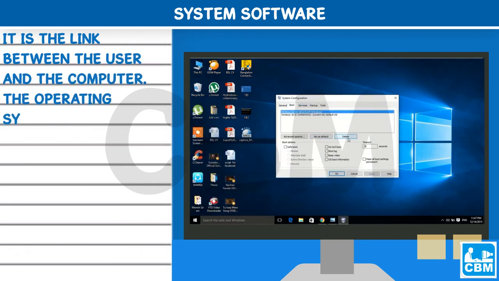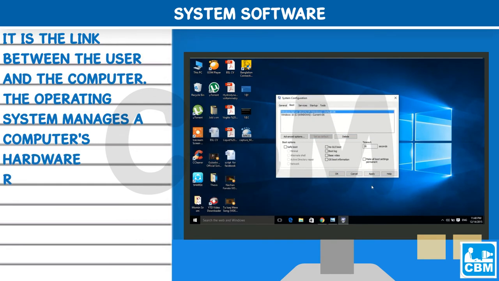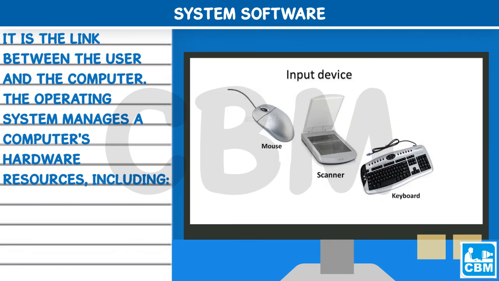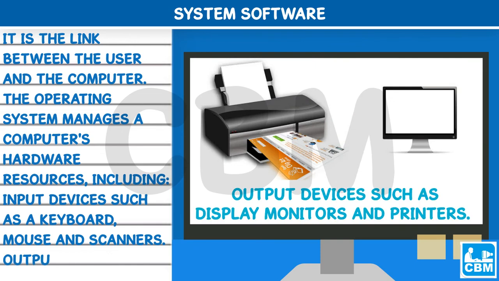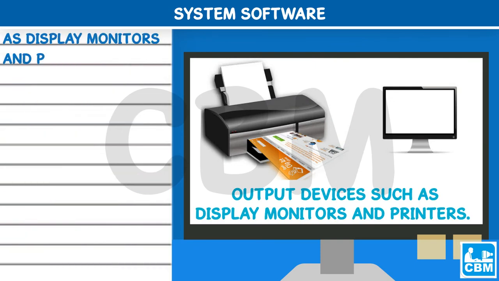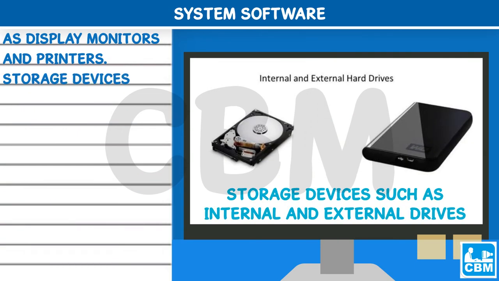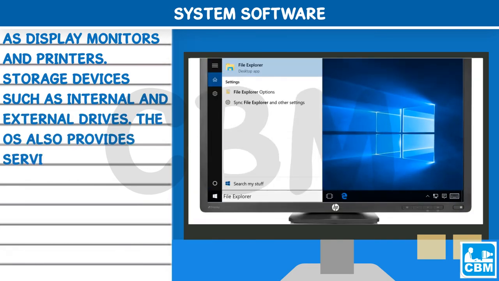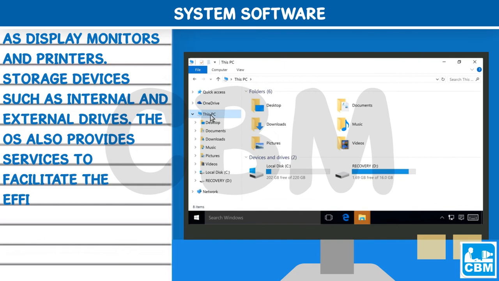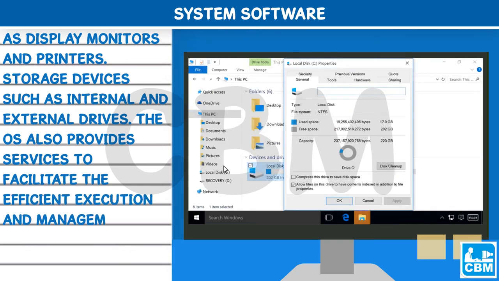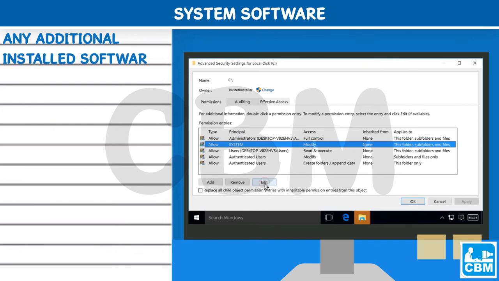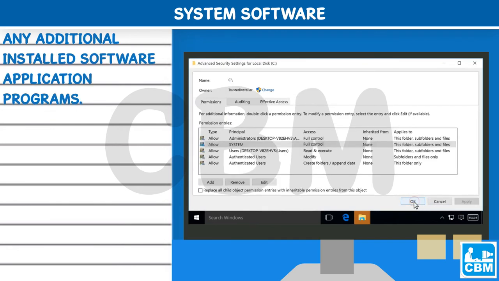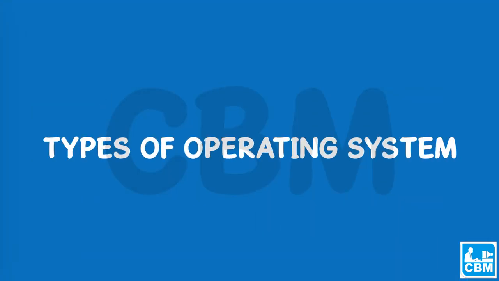The operating system manages a computer's hardware resources, including input devices such as a keyboard, mouse and scanners, output devices such as display monitors and printers, and storage devices such as internal and external drives. The OS also provides services to facilitate the efficient execution and management of, including memory allocations for, any additional installed software application programs. Types of operating system.